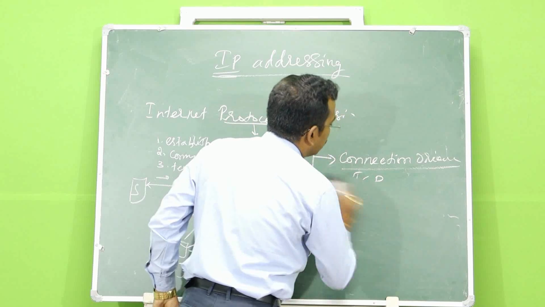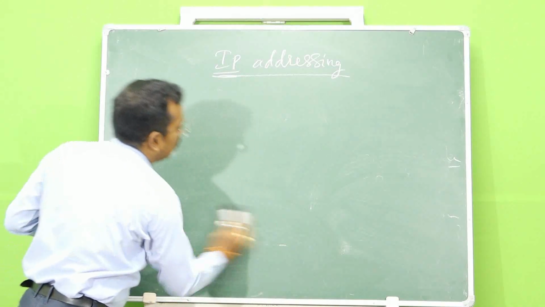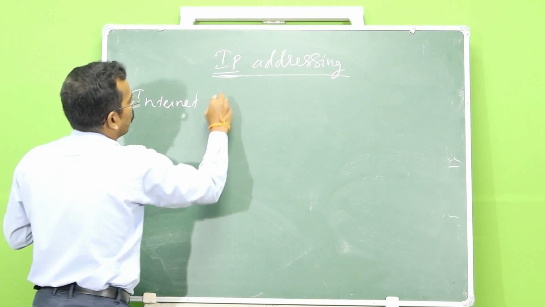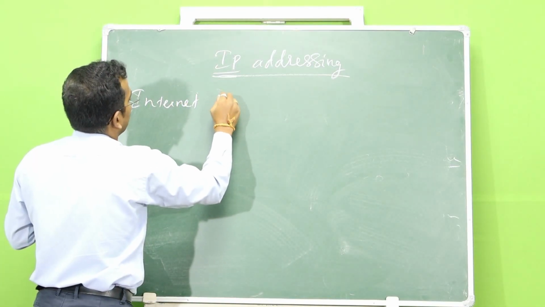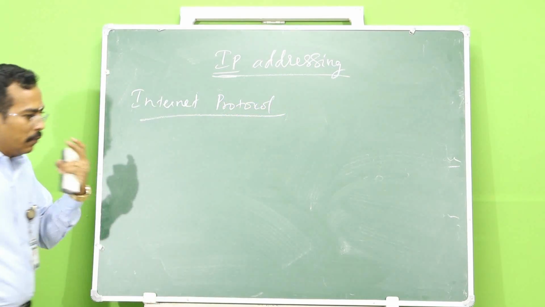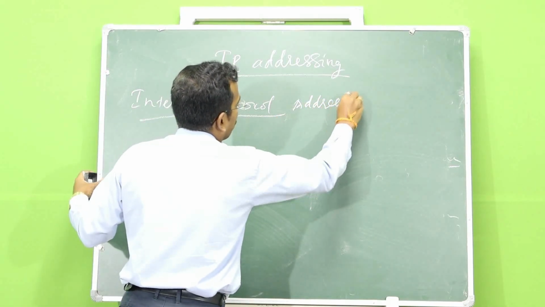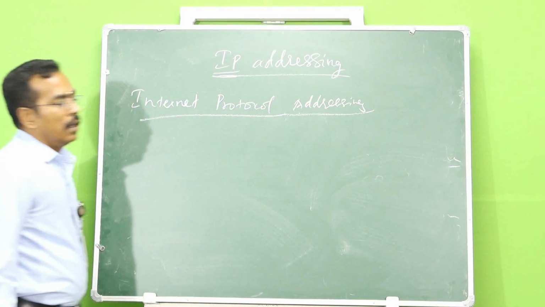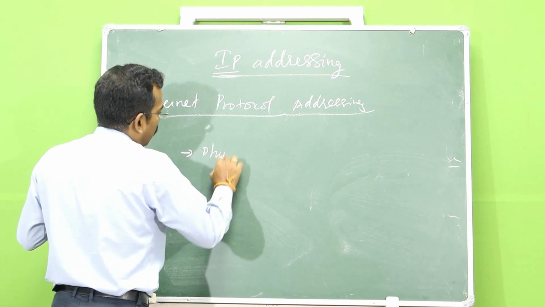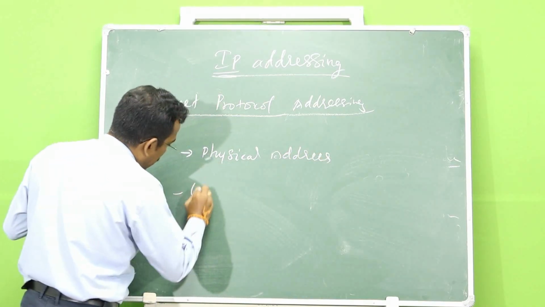So now we will get into IP, that is Internet Protocol, which is called a connectionless protocol, right? So when we are getting into addressing, two types of address are there. One is called a physical address. The next one is called a logical address.